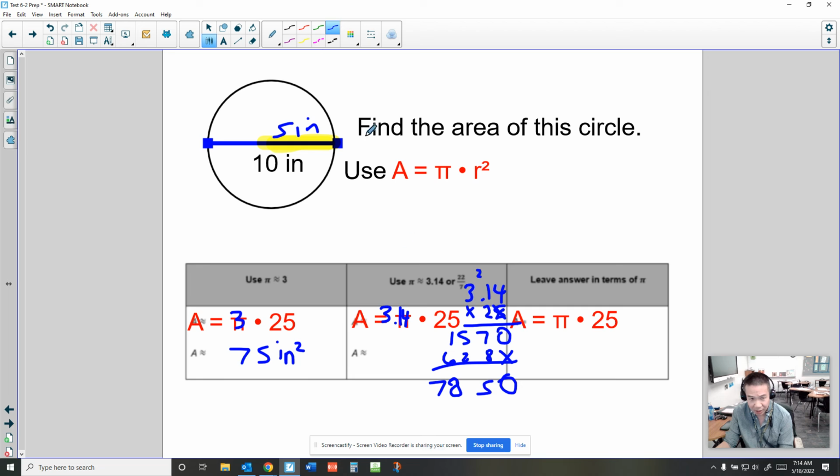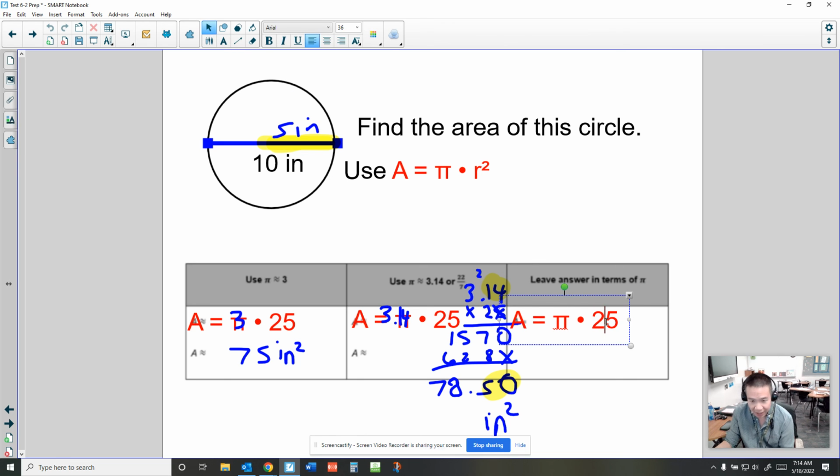7,850. Wait, that's way too big. Oh, forgot the decimal. How many numbers are behind the decimal? 2 places. So it is actually 78.50 square inches. Last but not least, leave the answer in terms of pi.